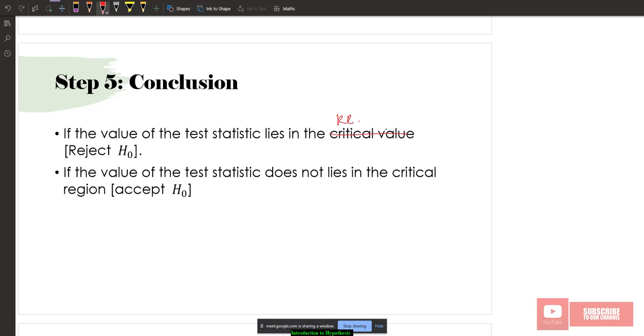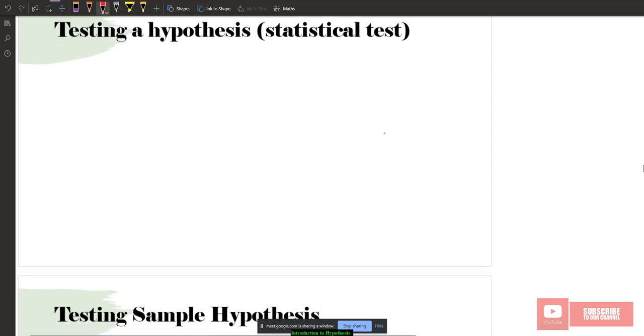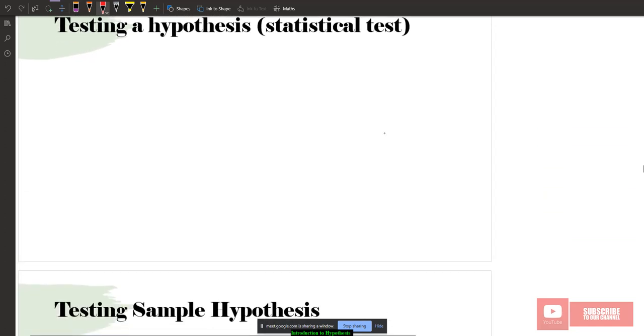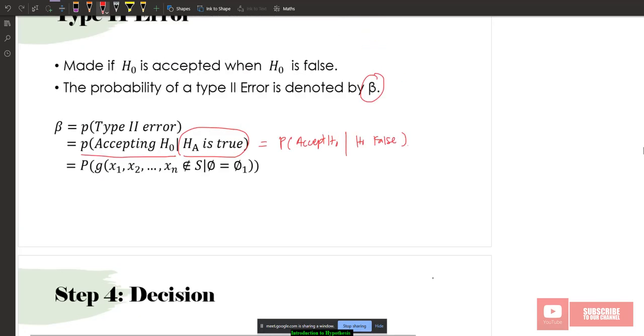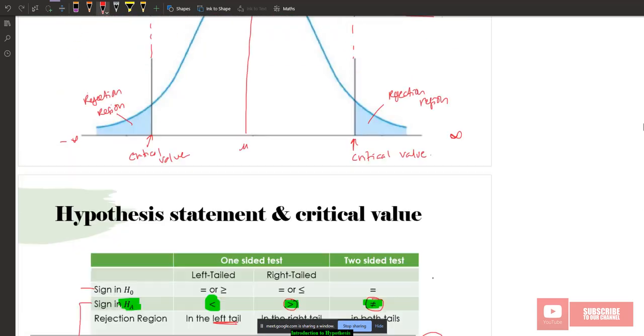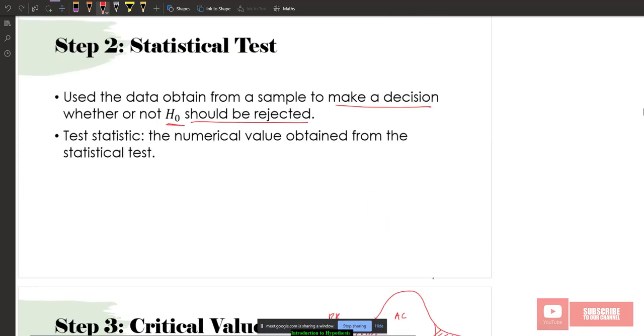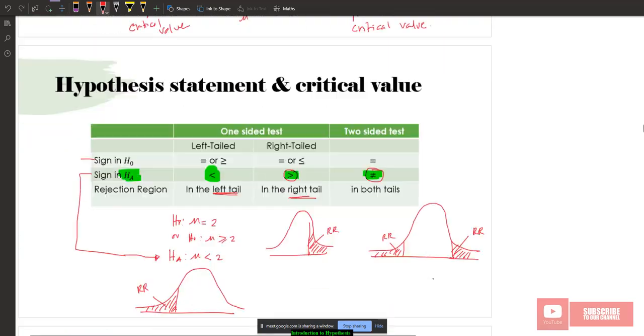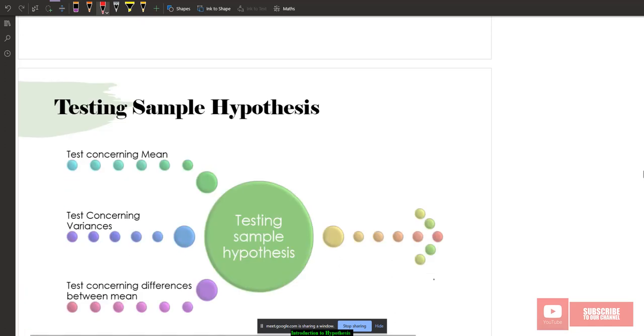Right? So if the value of the test statistic does not lie in the rejection region, we accept the null hypothesis. This is the conclusion that we make in statistical hypothesis testing. In step number 2, we are looking into statistical tests.